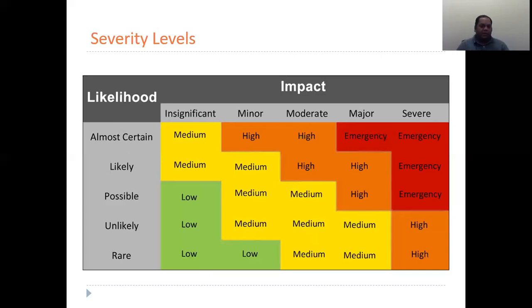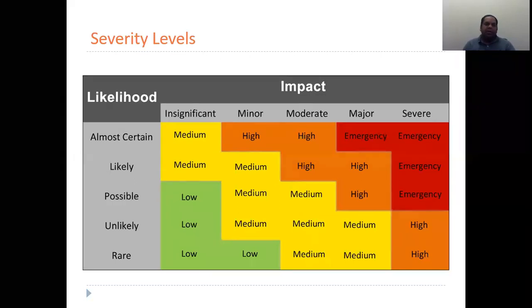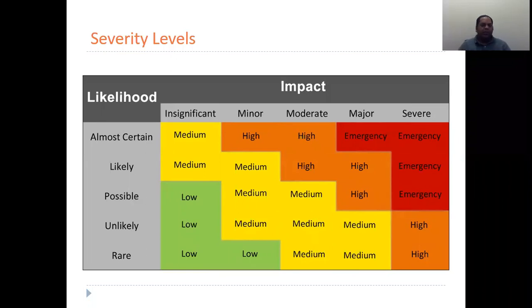Generally speaking, there are two factors: one is likelihood, and the other is impact. If you see the very first column and row, likelihood is almost certain but impact is insignificant, so it will be considered medium. But if you move to the last row, likelihood is rare and impact is insignificant, so it will be considered low. Whereas if you see the impact as severe and almost certain, that is called critical.